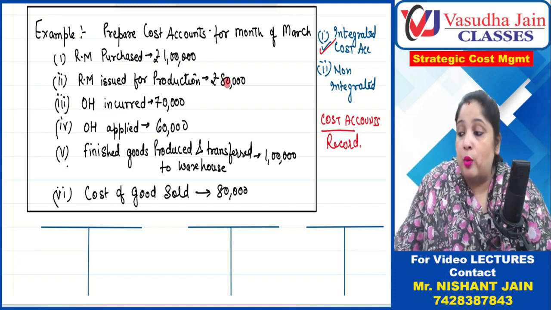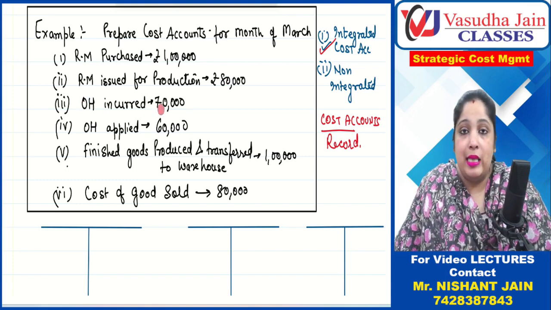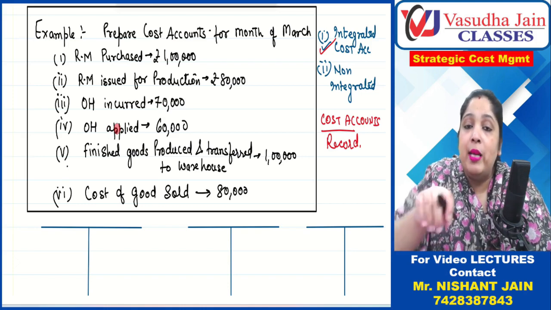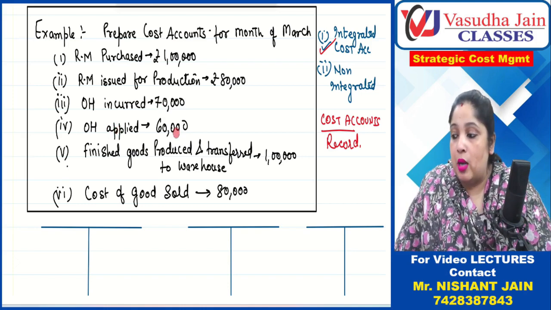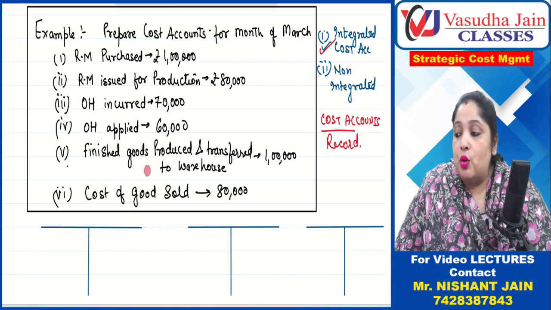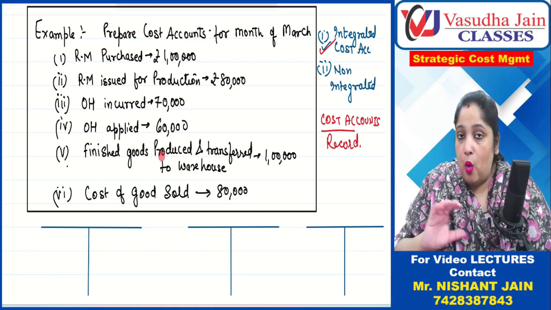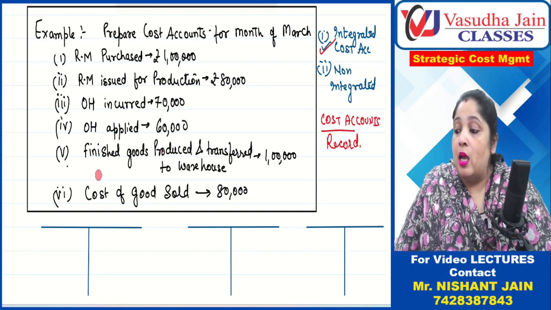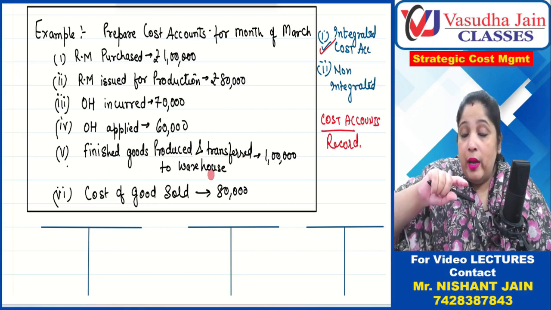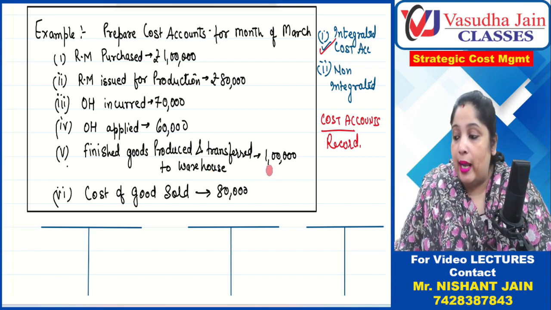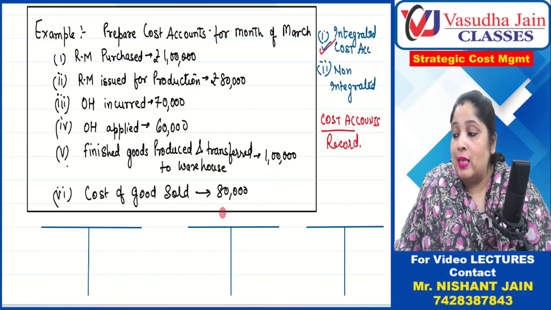Finished goods are getting produced out of it. Overheads incurred are 70,000. Overheads applied means how much overhead should have been incurred, which is 60,000. Applied, absorbed, recovered, I'll explain that also. After all the raw material issuance and expenses, all the conversion cost you have incurred, finished goods are produced and transferred to the warehouse. Now again, we are watching the movement of finished goods stock. How much finished goods have been produced? 1 lakh. And cost of goods sold is 80,000.